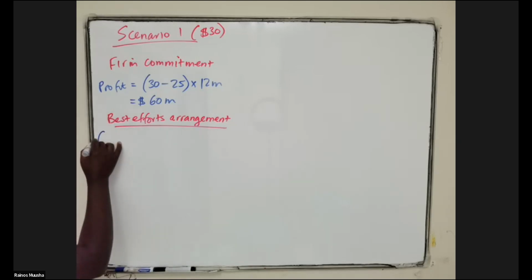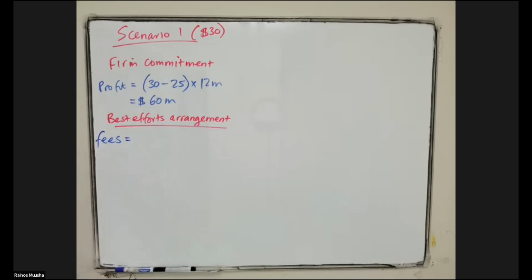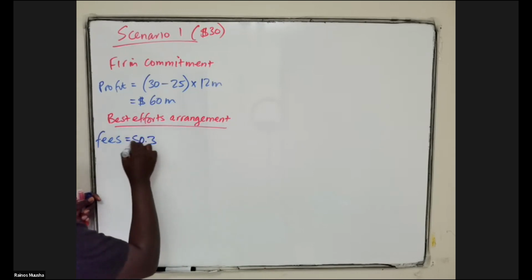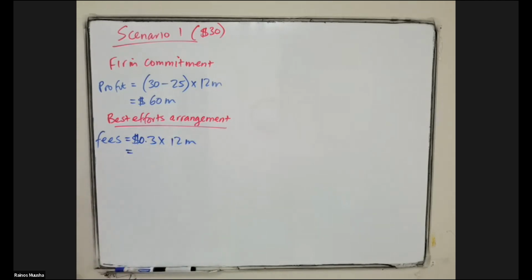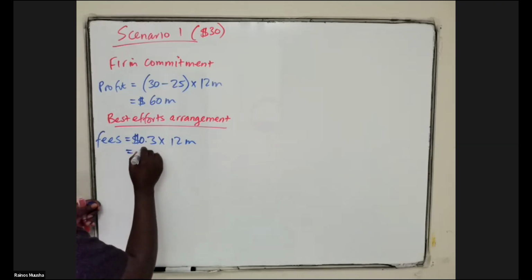Because if we go the best efforts arrangement, the fees that we are going to be able to charge are 30 cents per share for the arrangement, isn't it? So we're going to be charging a fee of 30 cents per share, right? Which means it's going to be $0.3 multiplied by 12 million shares. So this will tell us exactly how much we should earn in fees there. 3.6 million. 3 point... 0.6. So it will be 3.6 million.